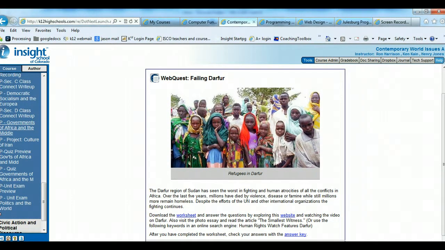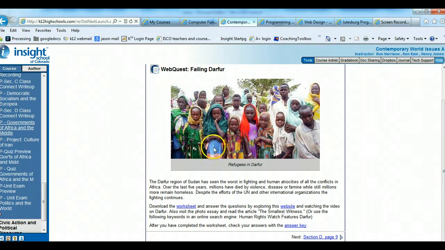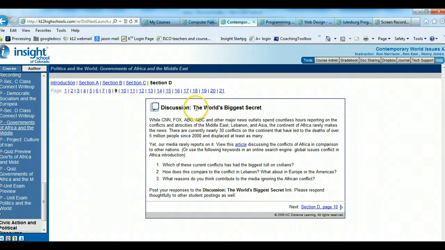Page 8 just talks about Darfur, and this you don't have to turn in, but you can do a little bit of research and find out about the poor people of Darfur and what happened to them. Page 9, we're not doing discussions, but you can see the world's biggest secret: all these conflicts happening in Africa. So that's what this is about. And lots of people argue if this was happening in Europe or Asia, everybody in the world would be outraged about it, but because it's down there and happening in Africa, not a lot of people are outraged about it.